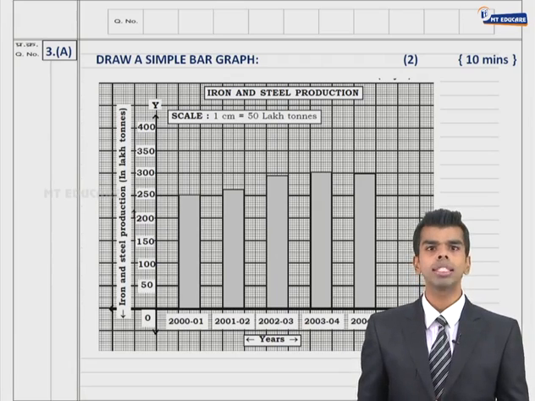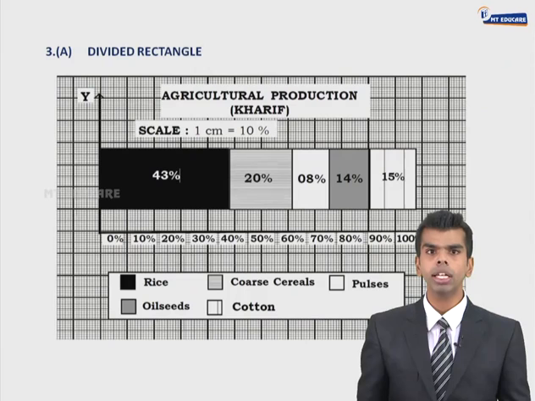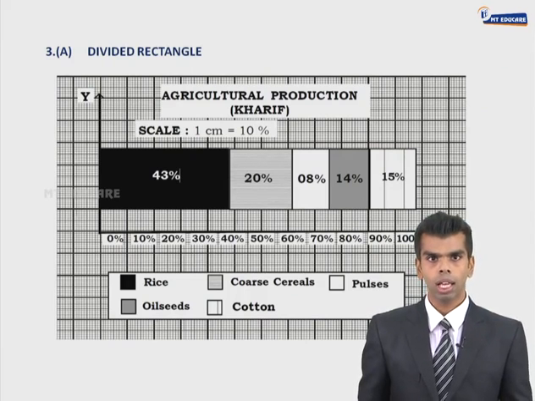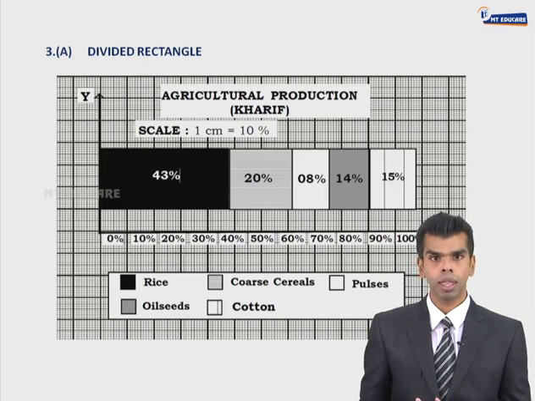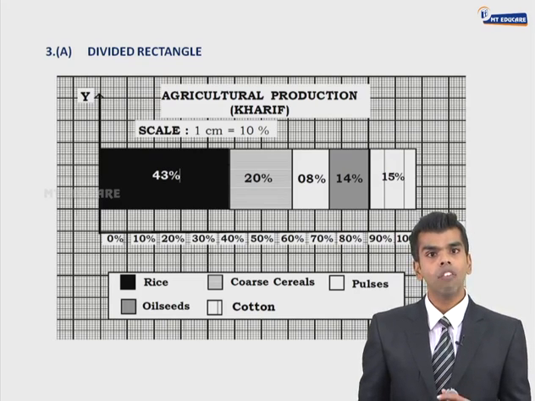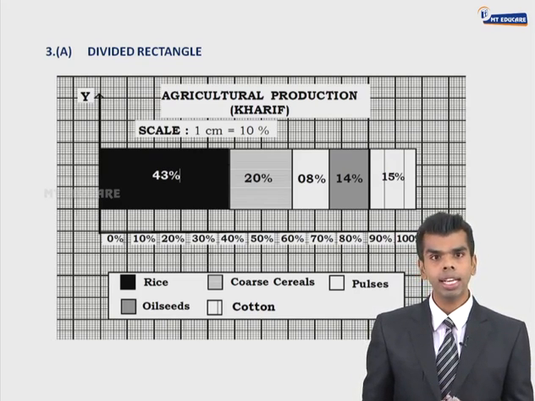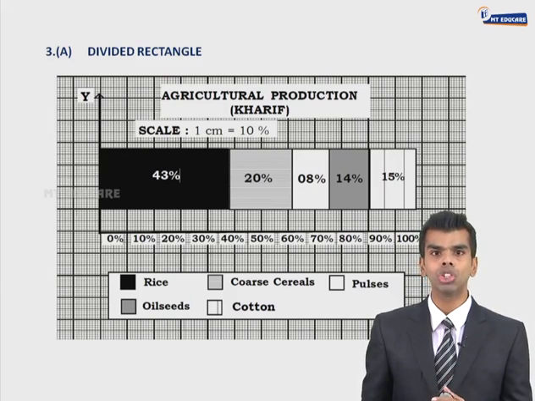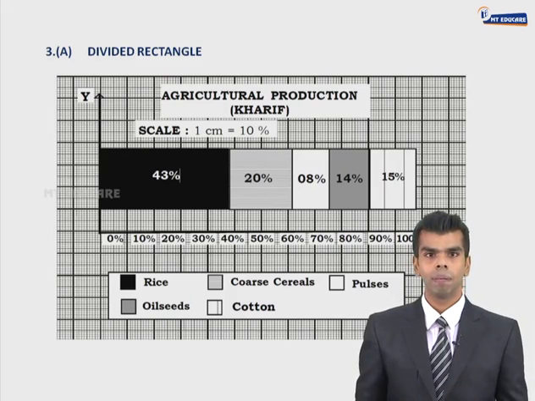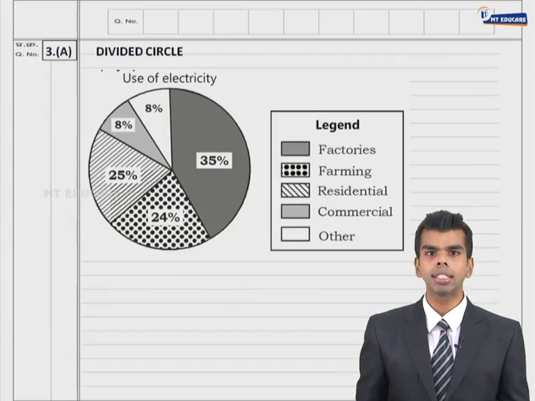The next 2 are called diagrams, out of which the very first one is called a divided rectangle. Divided rectangle and divided circle are the 2 questions where you have to shade the information. After shading, you need to mention which shade is which information with the help of the index, that is the legend. So in simple terms, the divided rectangle will have the scale, the index, the legend, the title, the x-axis, the y-axis and the origin. Mention everything properly.